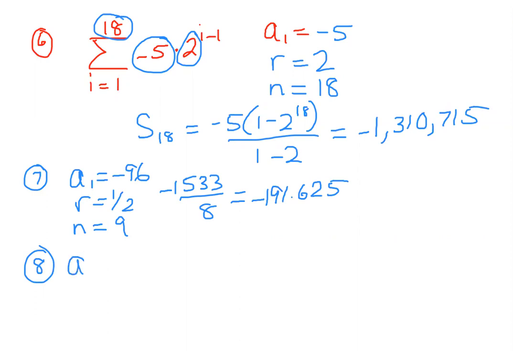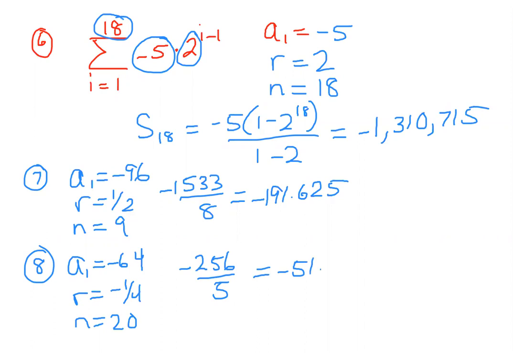Number 8, A1 is -64. R is -1/4. And n is 20. Again, putting all those in, you should get -256 over 5 equals -51.2.